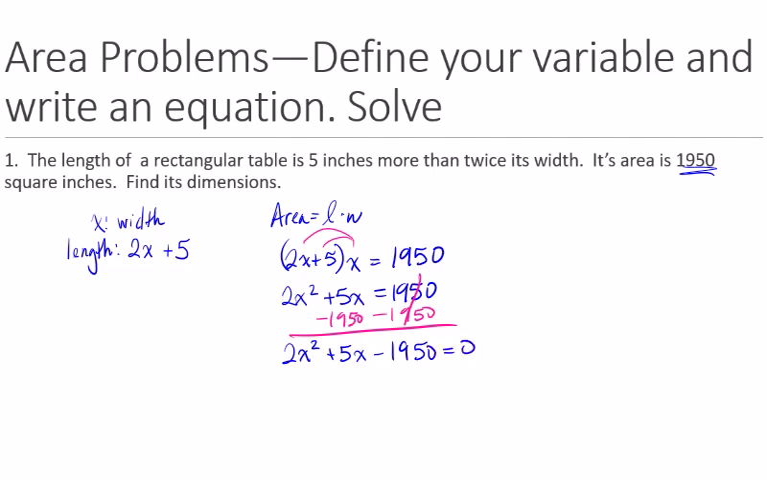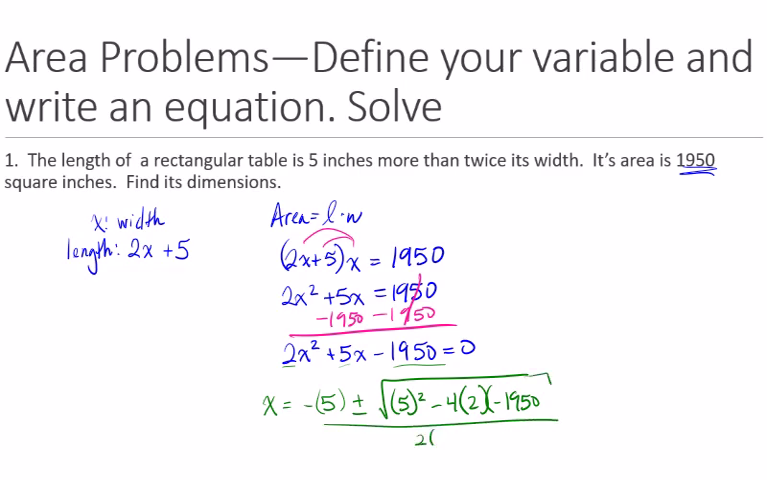All right, so now we can factor or complete the square or use the quadratic formula. So I'm going to use the quadratic formula. So a is 2, b is 5, and c is negative 1950. So x equals negative b plus or minus square root of b squared minus 4 times a times c, all over 2a.